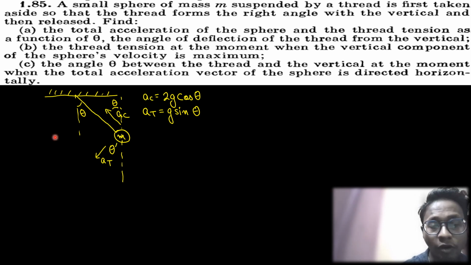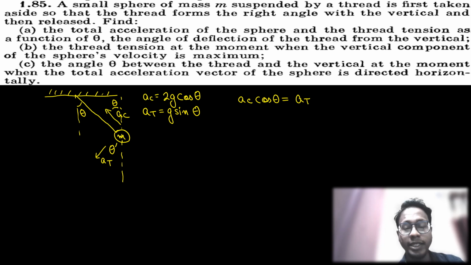So the sum of this acceleration vector plus this acceleration vector would be on the horizontal line when the vertical components get cancelled. Only when the y component of this vector cancels out the y component of this vector will we get an acceleration in the horizontal direction, no? So how do they cancel out each other? So AC cos theta should be equal to AT cos theta dash, or AT sin theta. Theta dash is nothing but 90 minus theta.